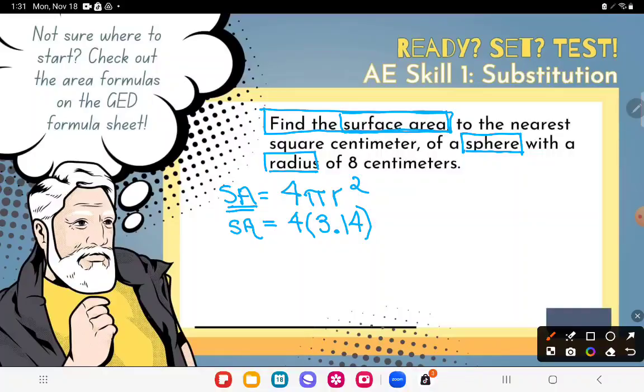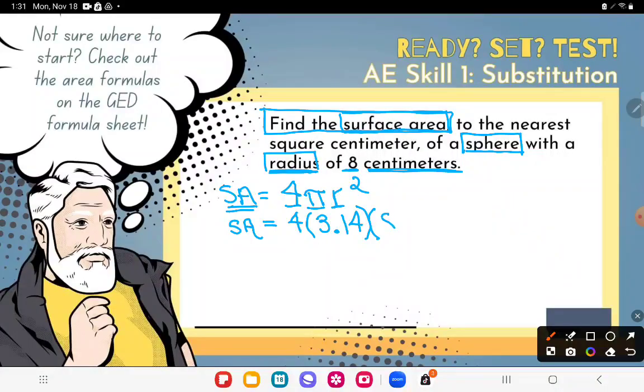And notice I plug in that 3.14 in parentheses. Why? Because the 4 and the pi were shoved together. They're multiplying. So I'm going to use parentheses to tell you to multiply the 4 and this value for pi, 3.14. And now the next thing I need is R. R stands for what? It stands for radius. So go looking through your problem. Do you know the radius? Well, you do. It says we have a radius of 8 centimeters. That's as nice as it can be when you need an R and they tell you what R is.